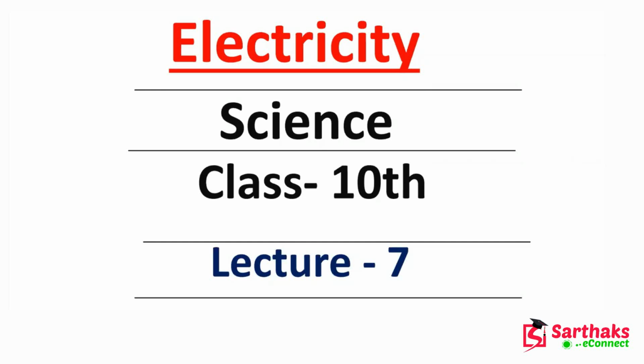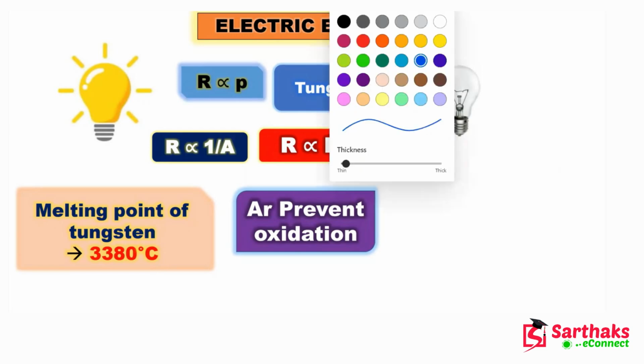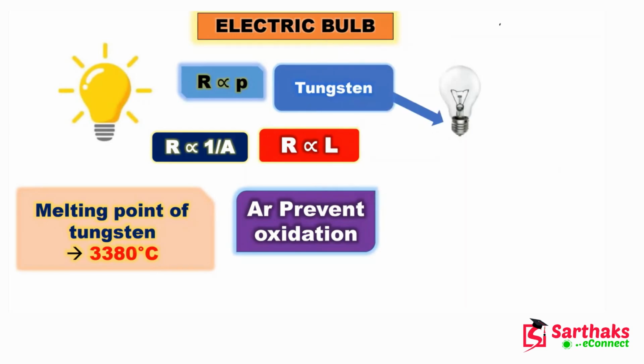This is lecture number 7 of our chapter electricity. Let's begin this class without wasting our time. So what are we going to discuss today? We are going to discuss the electric bulb. Till now we have seen what is electricity, what is electric current, lots of things. Now here we will be discussing the applications of electricity.